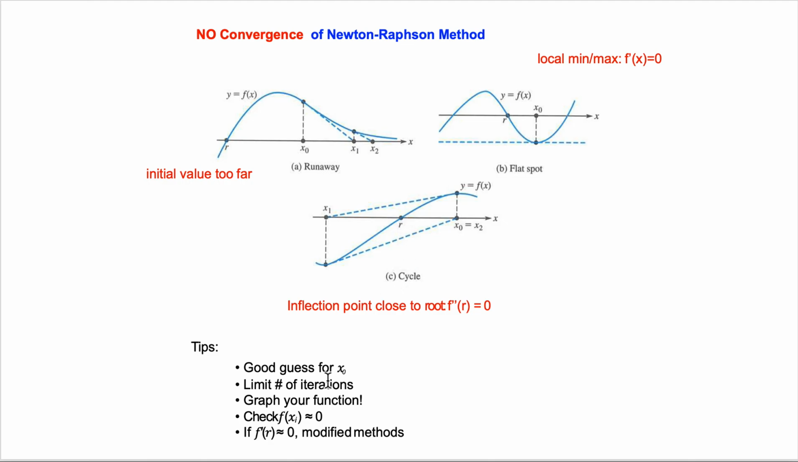So we really need a good guess for our initial value, and of course it's a good idea to put a limit on the number of iterations so that this doesn't run forever. Plot your function, right? You may want to plot the function to see whether you're close to the root or not. These are all tricks that can be used to double check and verify that indeed you are getting better and better with respect to the approximation.